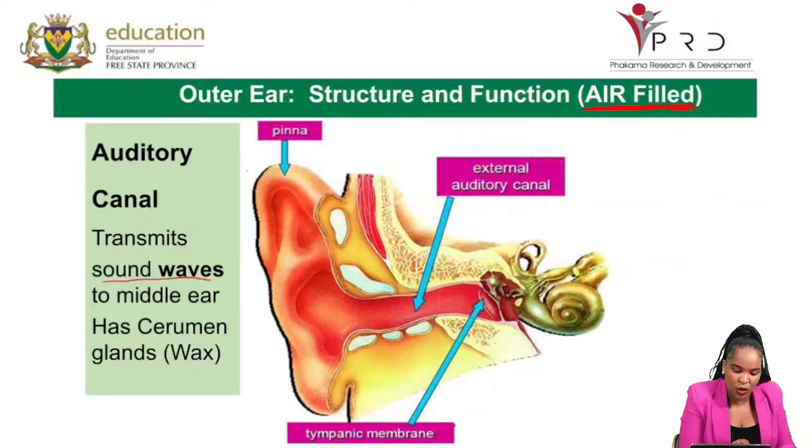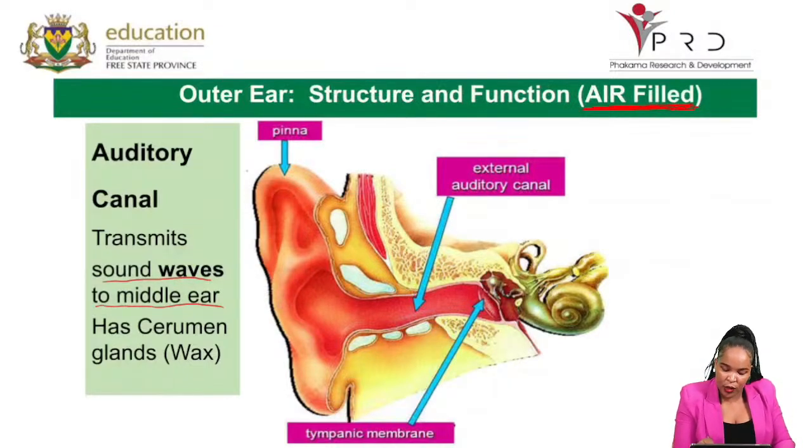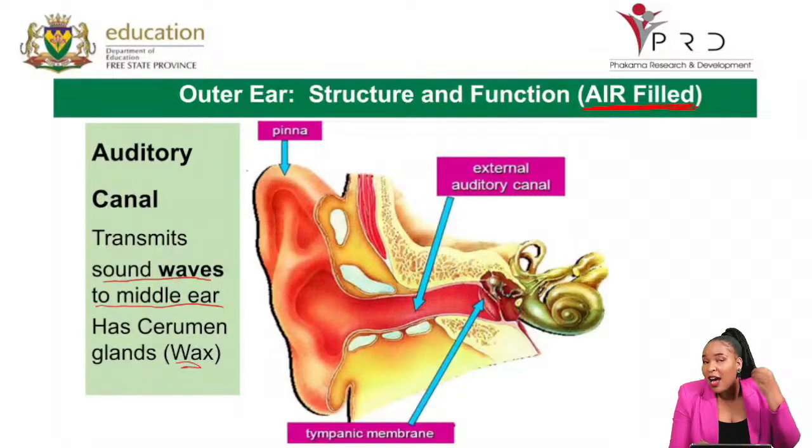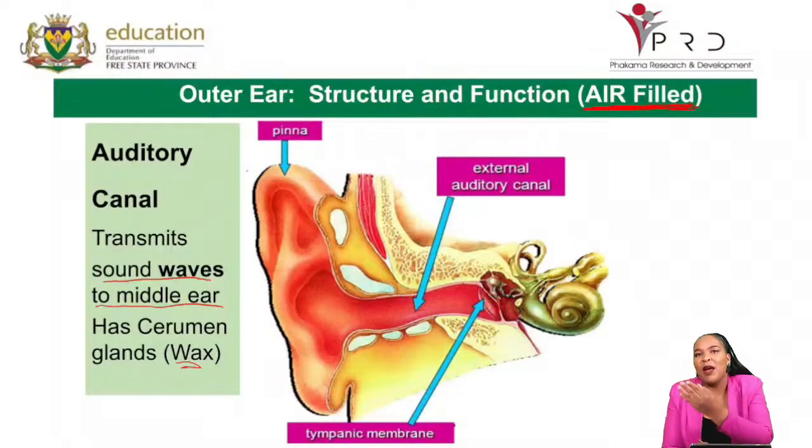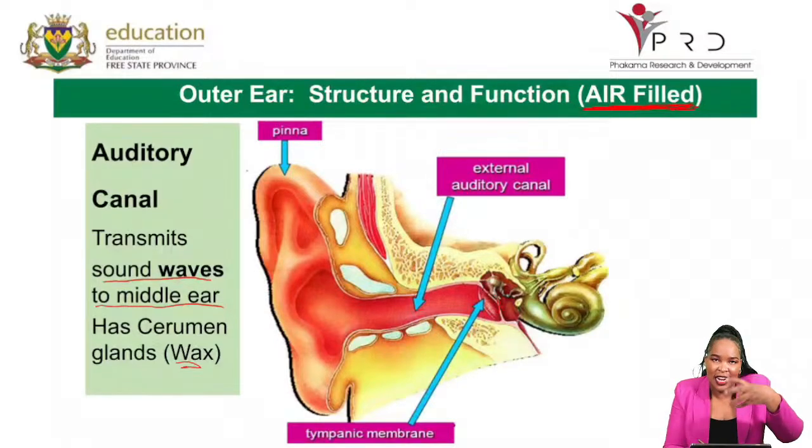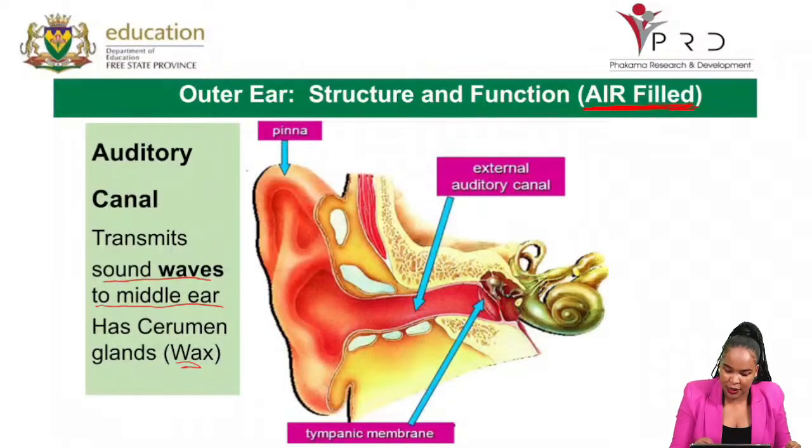It's going to transmit those sound waves to the middle ear, or to the tympanic membrane, and it is the part that has that wax that we call cerumen, because there are glands there. The cerumen is going to help trap those foreign particles that may enter your ear, because it is an open passage. So there are glands there that secrete the wax called cerumen that is going to help trap those particles.